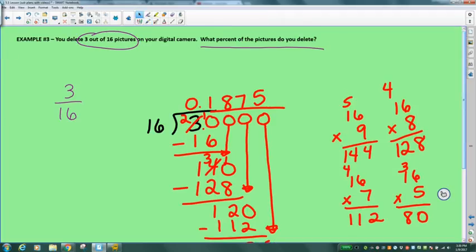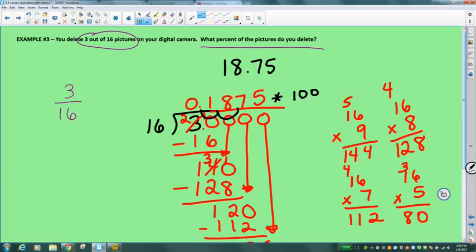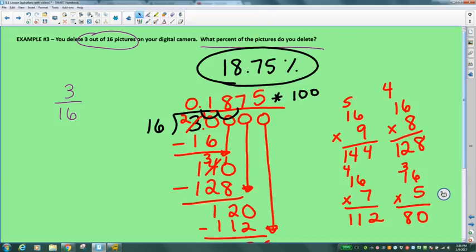So 0.1875 is what I get when I divide 3 by 16. But I can't forget I need to multiply it by 100. When I multiply by 100, I move the decimal 2 places to the right, which means my answer is 18 75/100ths. Is that my final answer? Nope, I need my percent symbol because it's asking what percentage. That is my percentage. 18 75/100ths%, which is the same thing as 18 3/4%.